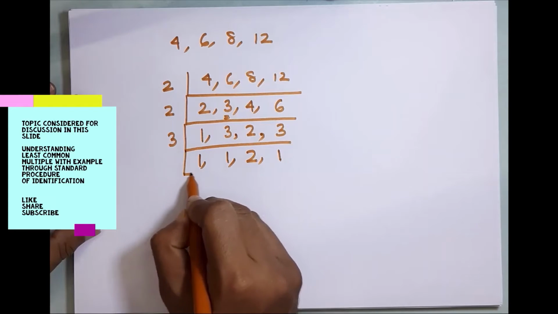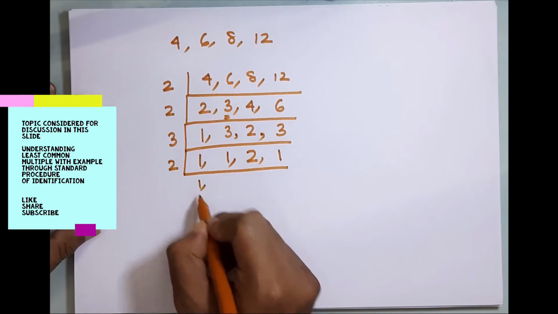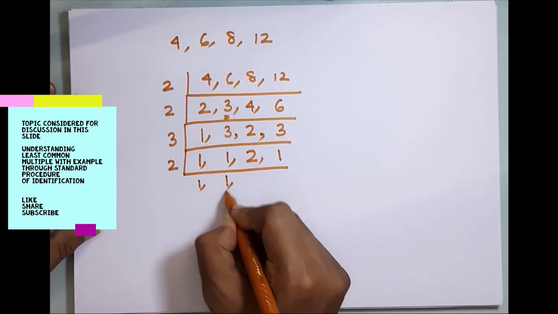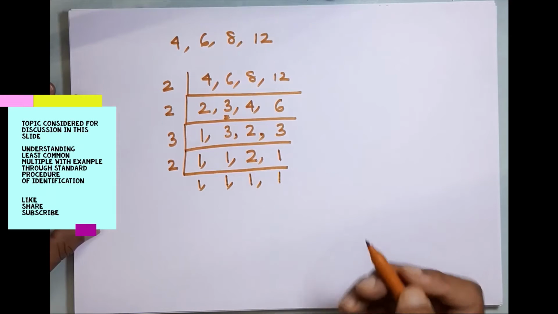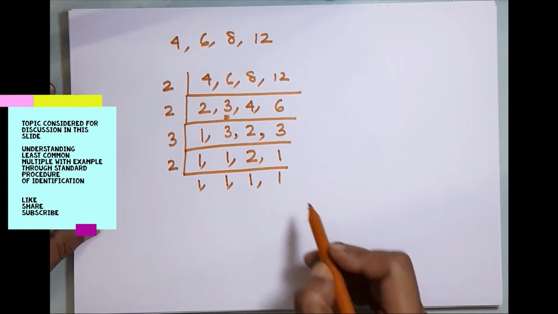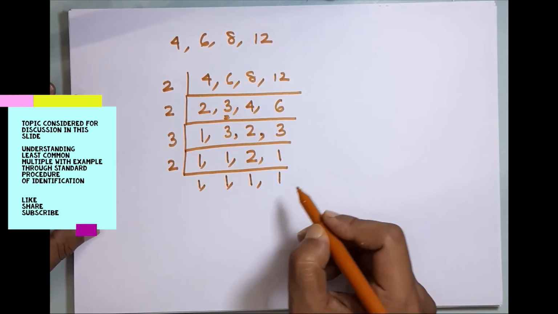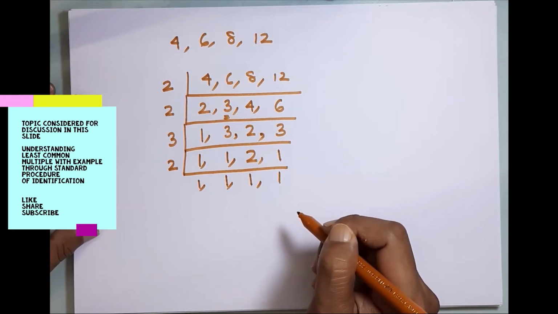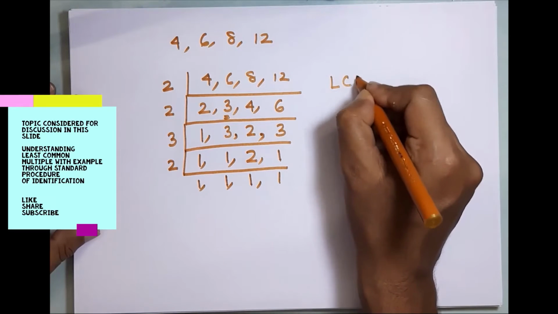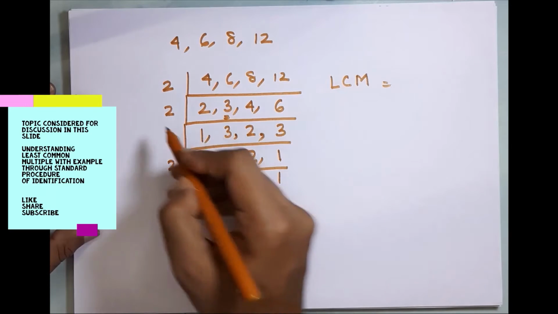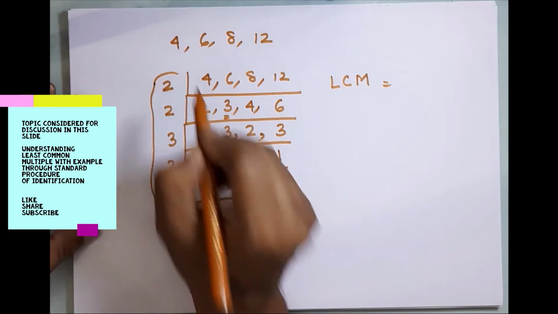We'll be able to achieve it if we can divide this number series by 2. 1 cannot be divided, it will come down as it is, 1 as it is, and then the remaining 2 will become 1, and finally 1 will come down as it is. So now we are able to achieve our target of reducing all these numbers to 1 by using the division method. Now the LCM for all these numbers will be the product of all these factors.